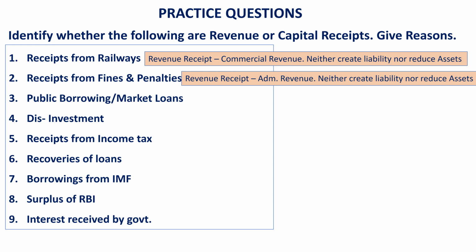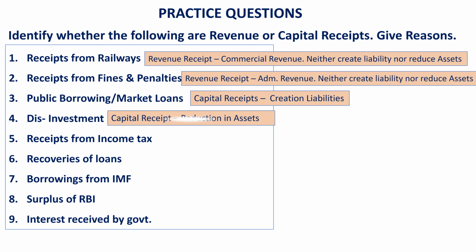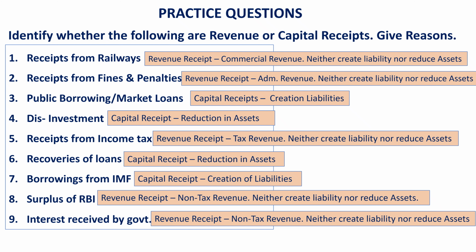Public borrowing and market loans are capital receipts because they create liabilities for the government. Disinvestment is also a capital receipt because it reduces the assets of the government. Now pause the video and attempt the rest of the questions, and then I'll share the answers with you. So the answers are on the screen. Kindly pause the video again and check your answers.